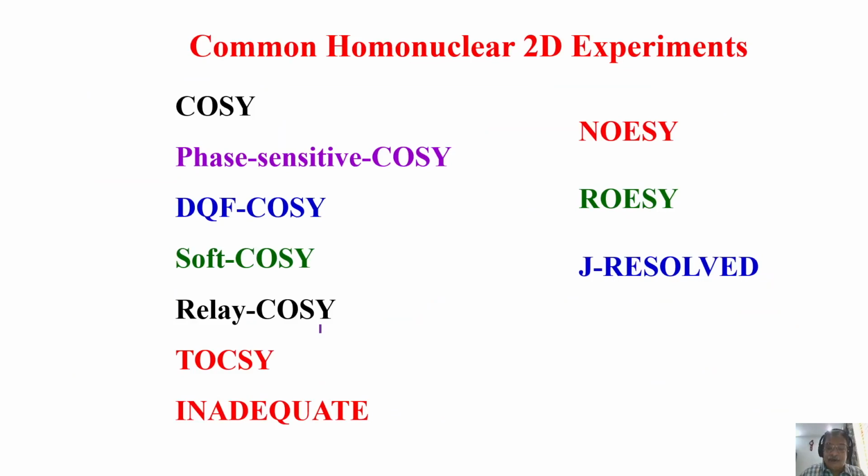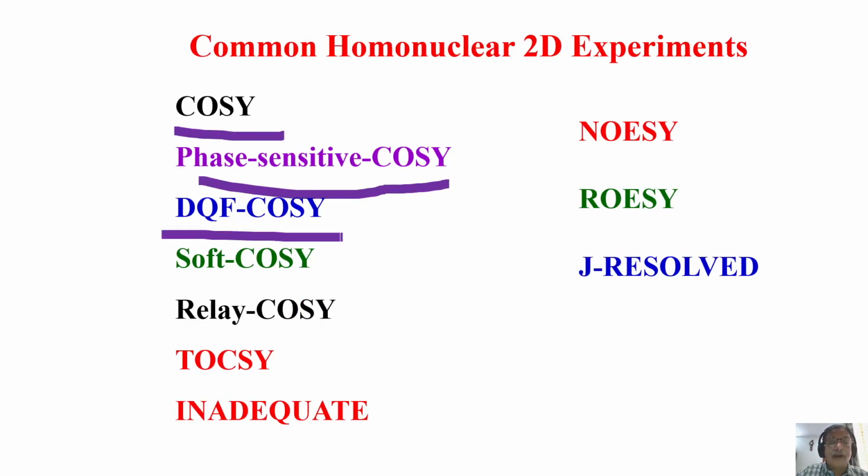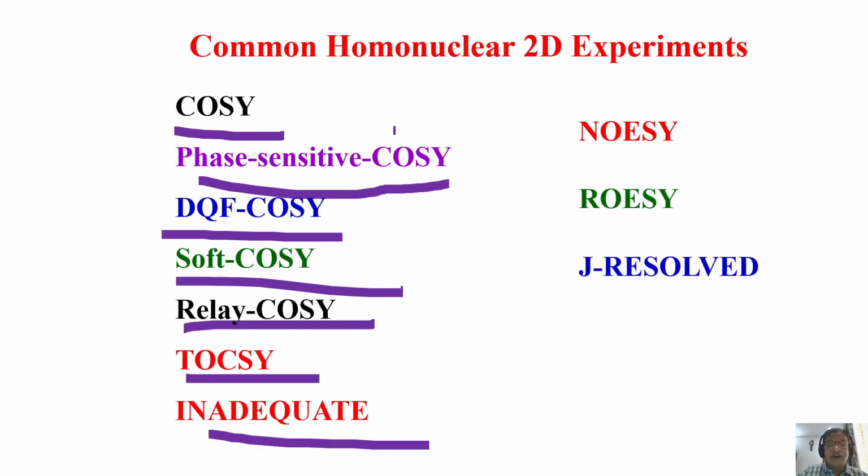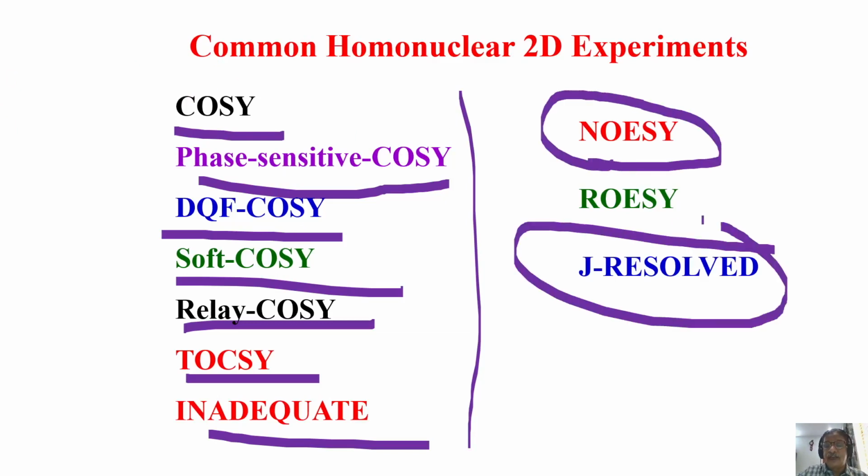Now, with this, I want to tell you one thing. The common homonuclear 2D experiments, which invariably you people use for your analysis, are not all, but many of them. You can use COSY, phase sensitive COSY, double quantum filtered COSY, soft COSY, relay COSY, TOCSY, INADEQUATE. These are all the experiments. As we go ahead, one by one, we will try to understand. Whatever possible, we will try to do. It may not be possible to see everything, and also we have NOESY, J-resolved that we can understand.